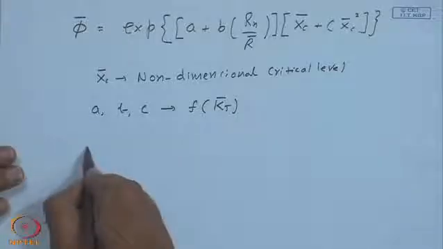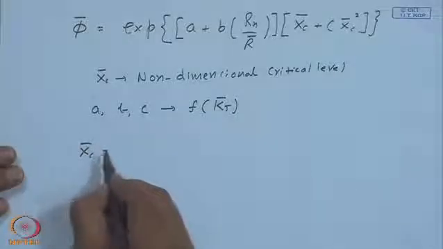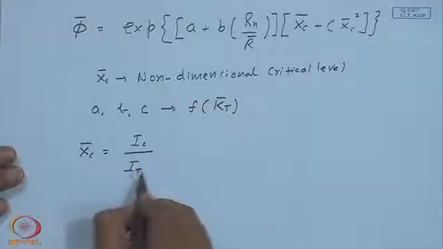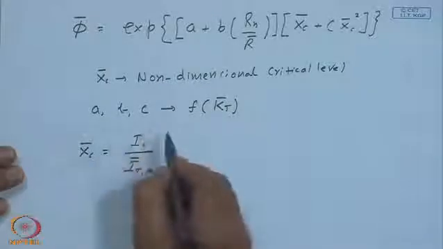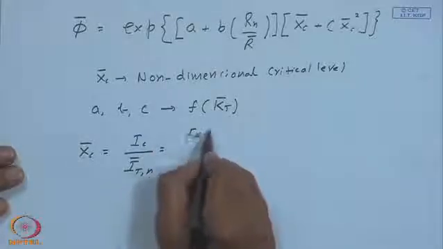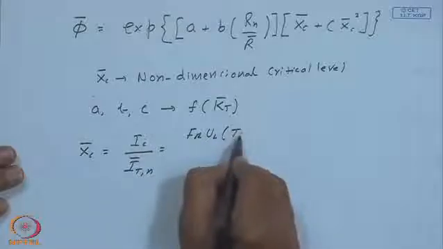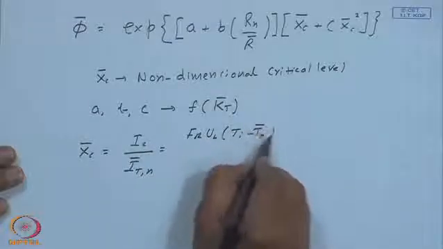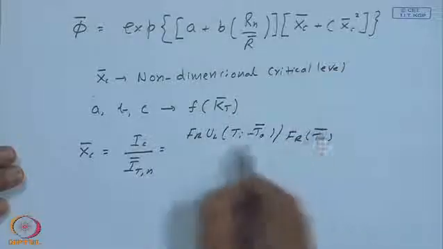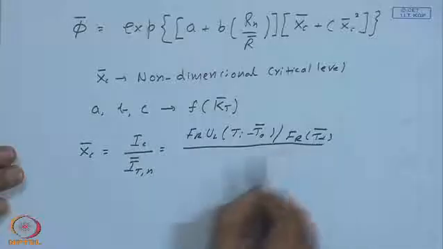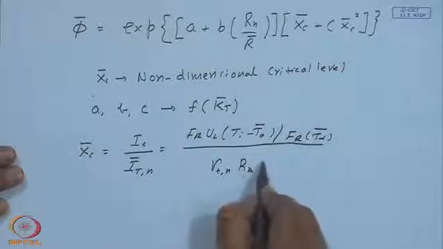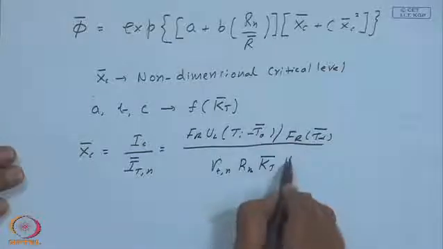This x c bar is defined as critical level by I t noon time on the average day of the month, which shall be equal to F r U L into T I minus T A bar by F r tau alpha bar by RT n Rn Kt bar H0 bar.